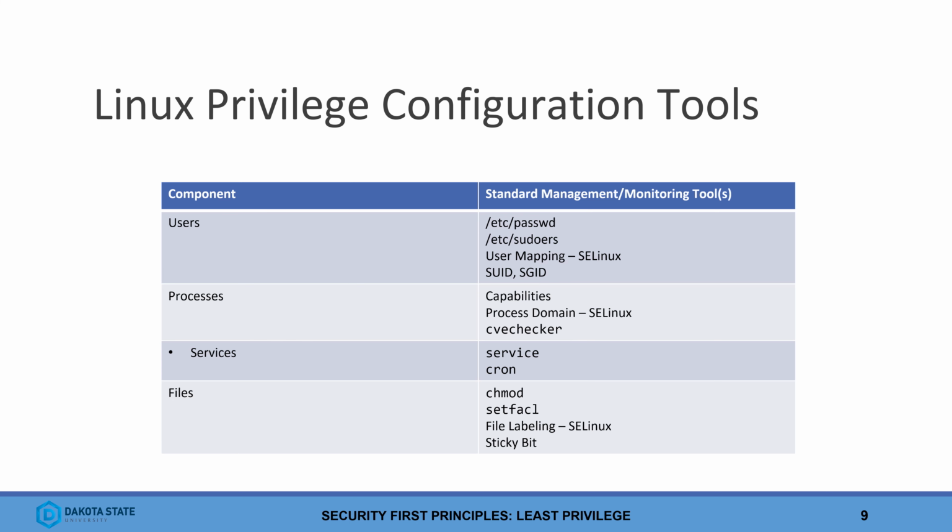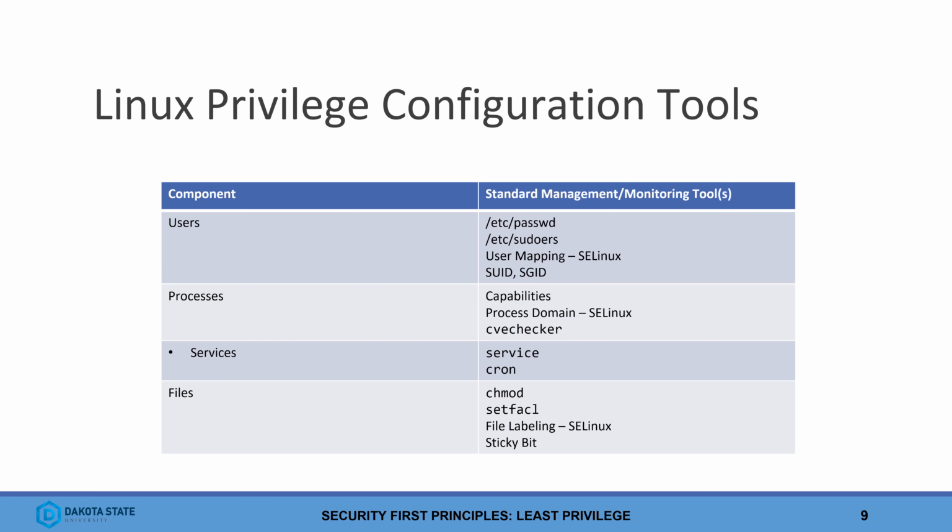In contrast to Windows, the privilege configuration, management, and monitoring tools for Linux are usually file or command line based, since Linux treats everything like a file. User configuration is typically done through /etc/passwd if you are configuring new users, or /etc/sudoers if you are configuring users to be able to run as root, or through user mapping on SELinux if you are running Linux in an enterprise environment. You can also set the SUID or SGID bits on applications to allow them to run as specific users, regardless of who executes them.